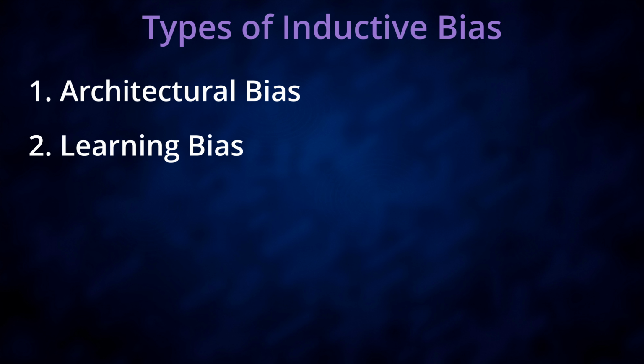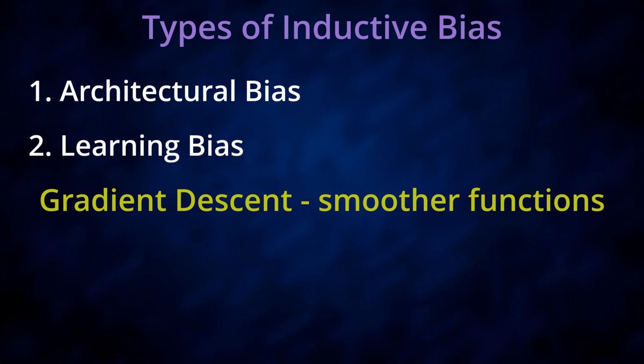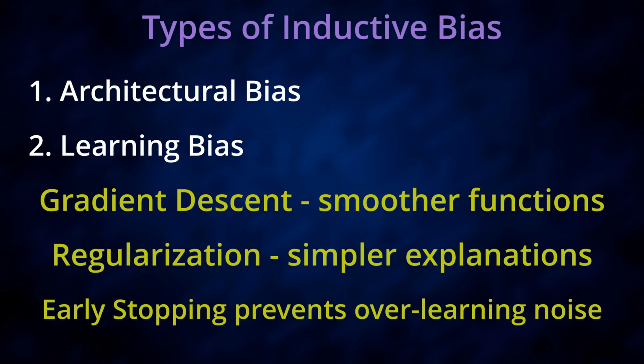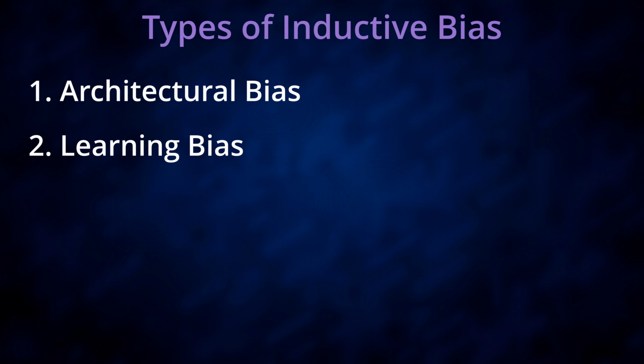Learning bias. Rules that shape how a model trains. Examples: gradient descent prefers smoother functions. Regularization prefers simpler explanations. Early stopping prevents overlearning noise. Learning bias is like guiding the model's study habits.